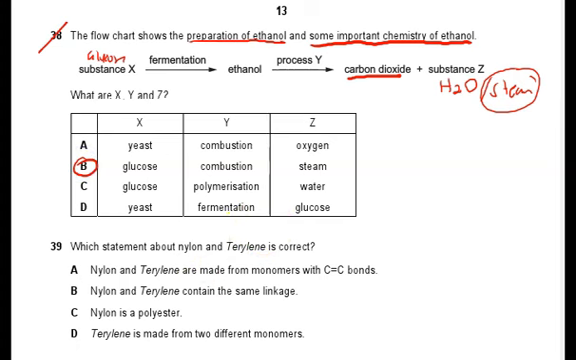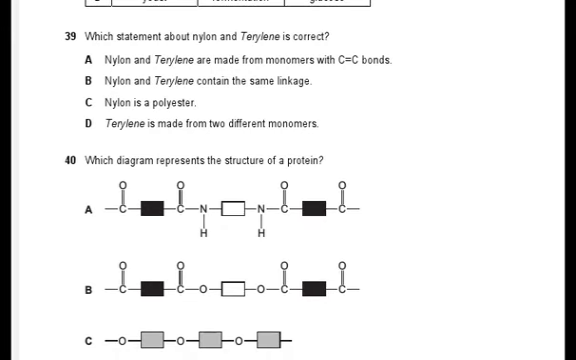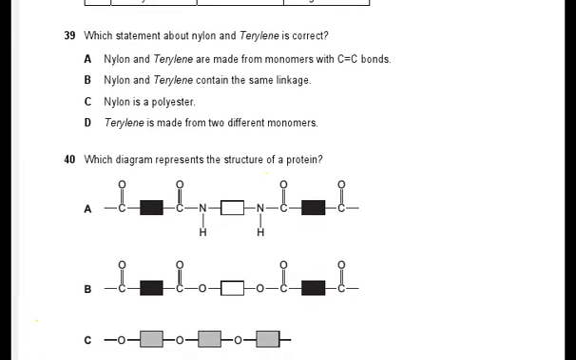Okay, now for number 39, which statement about nylon and terylene is correct? They are polymers, made from monomers with a carbon double bond, same linkage. No, it's a polyester. Not really. Okay, it's made from two different monomers. Yes, it's correct. Okay, 39 is D. And look at number 40.